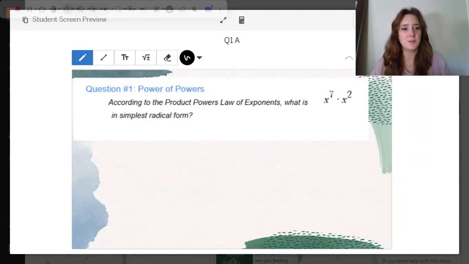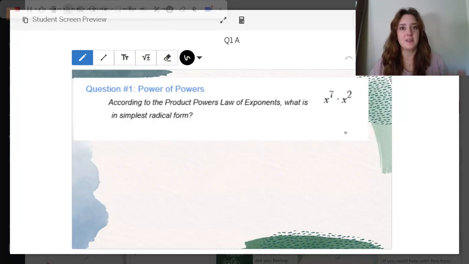Hi guys, we're looking at question 1a, power of powers. All right, so we've got x to the 7th times x squared, and we want to simplify. It says in radical form, it's supposed to say in exponents. We want to simplify this.